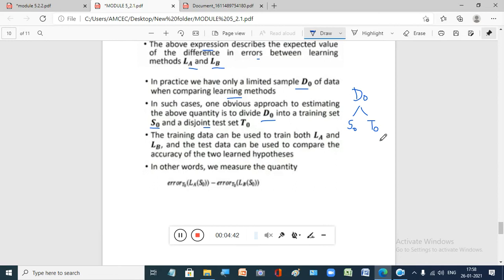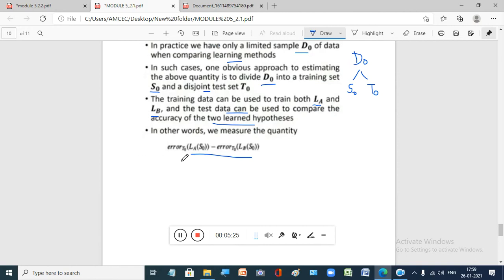Now the training data can be used to train. So we take this training data set S0 and train both learning algorithm A and learning algorithm B. We give this training set to both algorithms, and the test data can be used to compare the accuracy of the two learned algorithms. Once both algorithms are trained, we use this test data T0 with respect to both algorithms, and we try to find the true error. We try to find the difference between the true errors, using the test set T0.